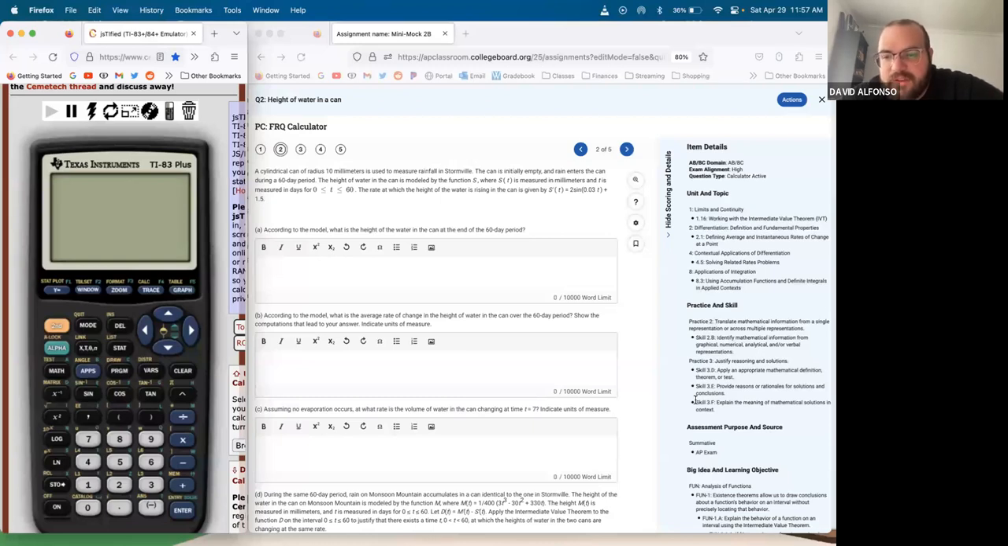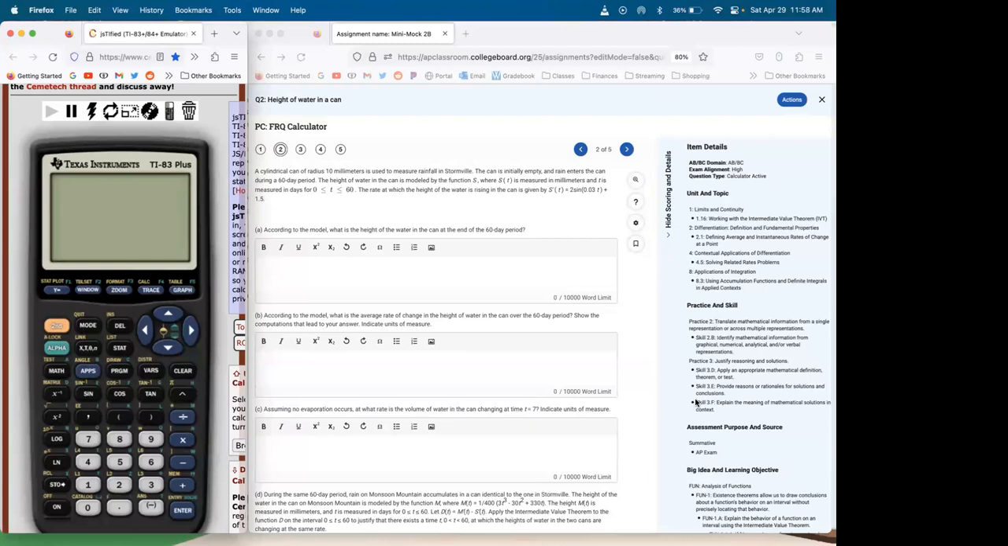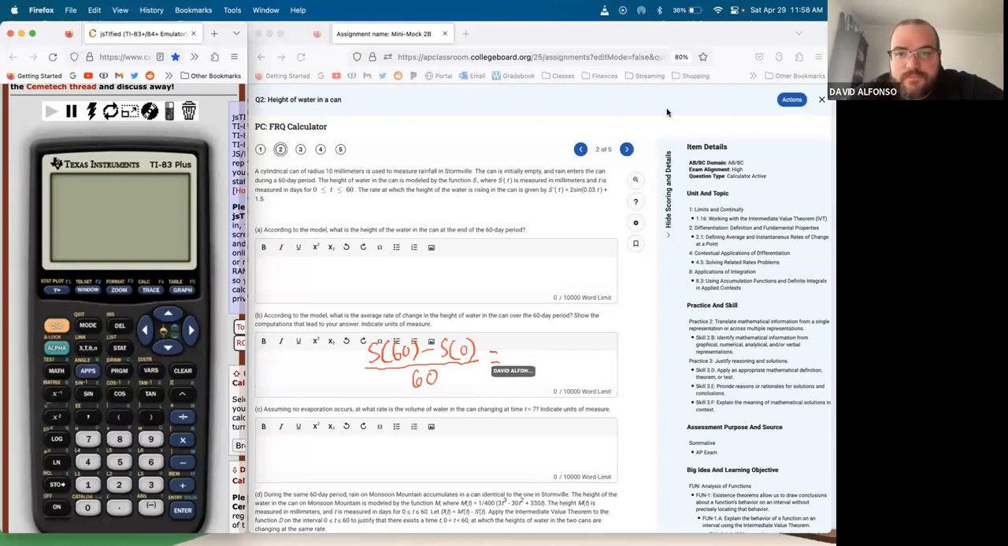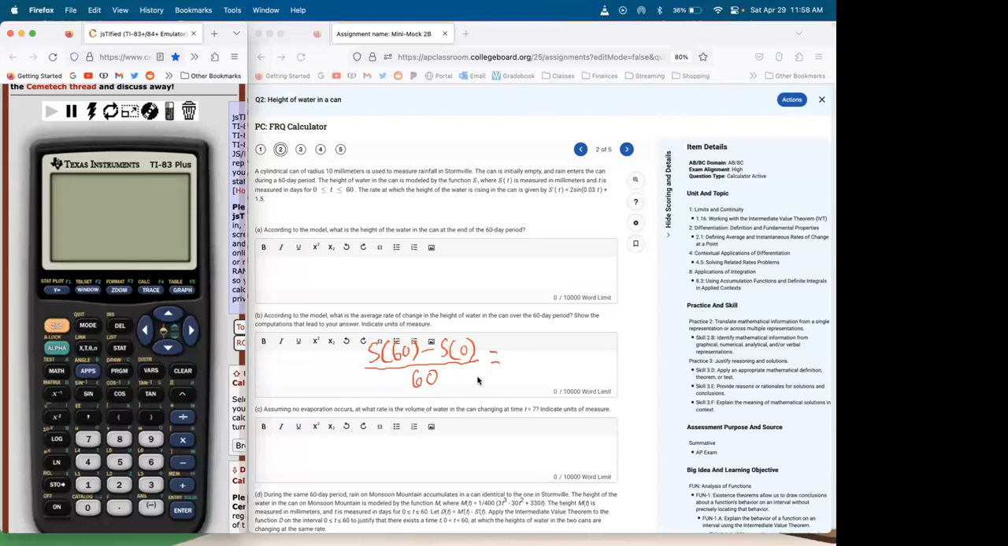But I'm going to go ahead, if it's okay, and ask Sage, if you're comfortable, do you want to explain how you got that answer? I just used the formula for average rate of change. Mhm. So I did S60 minus S0, because it's over the 60-day period, and then that over 60. Yeah. And then we already figured out what S60 is, which is 171.813 minus 0 over 60, which is just 2.864.